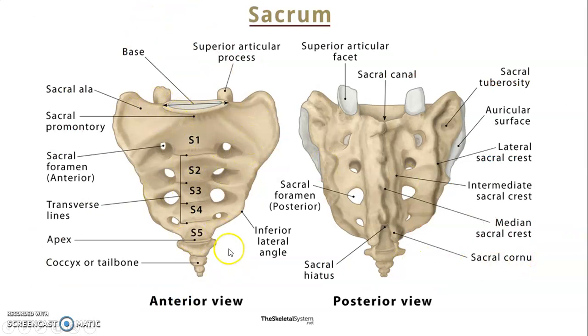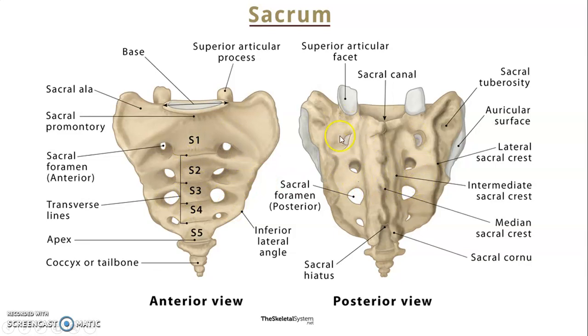You have 5 sacral vertebrae that are fused, and it's triangular in shape. The sacrum is triangular in shape because the lateral masses reduce as you go downwards. You have sacral foramina, 4 pairs, and they are larger on the pelvic surface than on the dorsal surface.